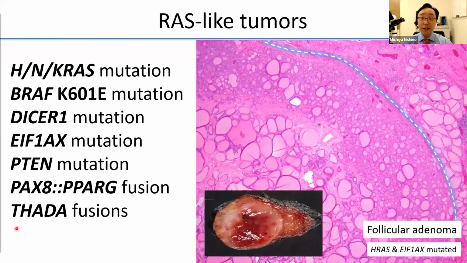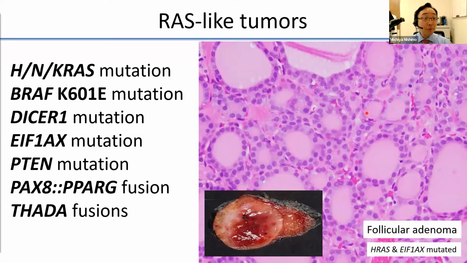Most of these RAS-like alterations are grossly well-demarcated tumors, and here's an example with a dual HRAS and EIF1AX alteration. It was encapsulated, non-invasive, shows a follicular growth pattern throughout, and had pretty bland nuclear features, diagnostic of follicular adenoma. So that's a very typical RAS-like tumor.